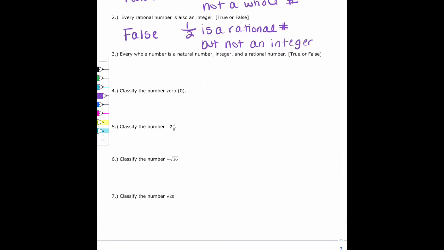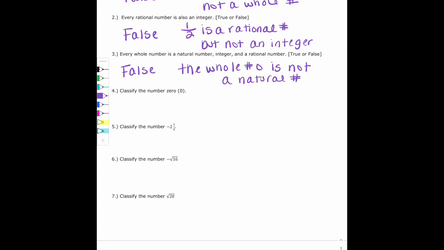Every whole number is a natural number. This is, again, false. All I have to do is think of an example that will throw this off. My example is 0. The whole number 0 is not a natural number. Remember, natural numbers and counting numbers are the same. So when we learned to count, we didn't start with 0, we started with 1.